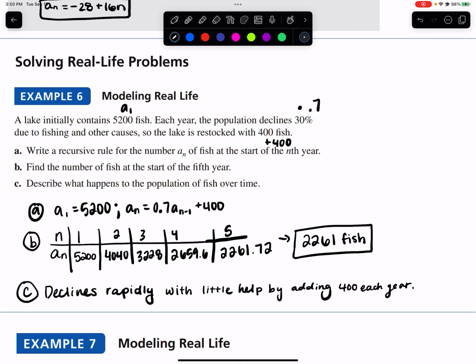Something I want you to think about, if you want to pause and turn and talk to your partner next to you: will you ever run out of fish? Okay, so pause and talk about that for a second. All right, hopefully you would have determined that you would not run out of fish because you're at least adding 400. However, what happens when you go below 400? You're just gonna have a steady line, right? So if you keep adding 400, it's just gonna stay at 400 at some point.